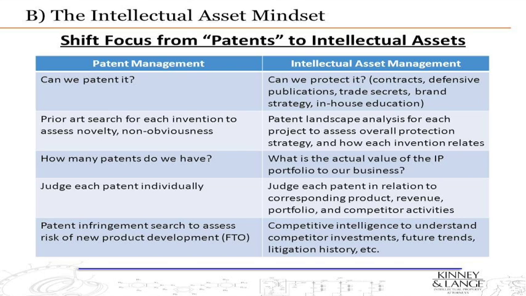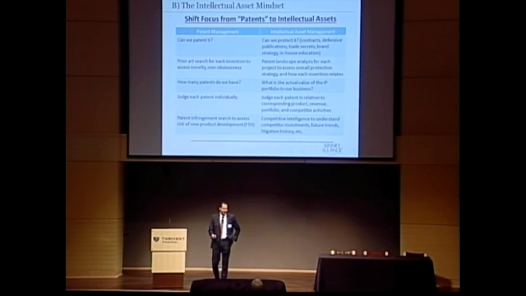You don't just get trade secret protection, you have to actually engage in steps to protect the information. Instead of doing narrow prior art searches for each invention, you do landscape analysis. You look at each project to assess the overall strategy for protection and how each invention relates within that strategy.